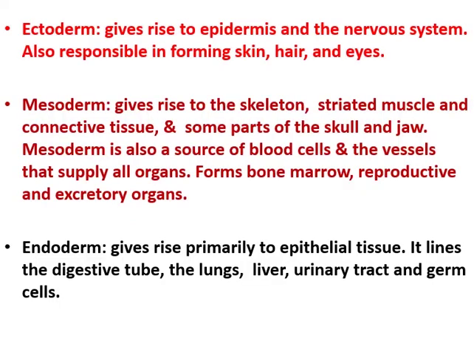In summary, the ectoderm gives rise to the epidermis and nervous system, and is also responsible for forming skin, hairs, eyes. Mesoderm gives rise to skeleton, striated muscle, connective tissue, some parts of the skull and jaw. Mesoderm is also the source of blood cells and blood vessels that supply all the organs. It also forms the bone marrow, reproductive and excretory organs. The endoderm gives rise primarily to epithelial tissue and lines the digestive tube, lungs, liver, urinary tract, and germ cells.